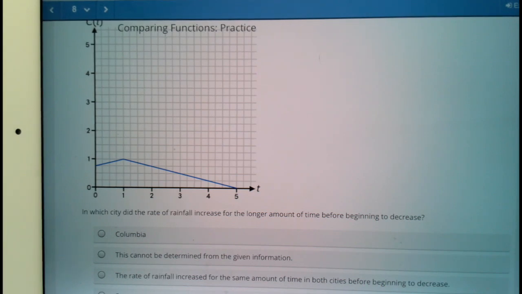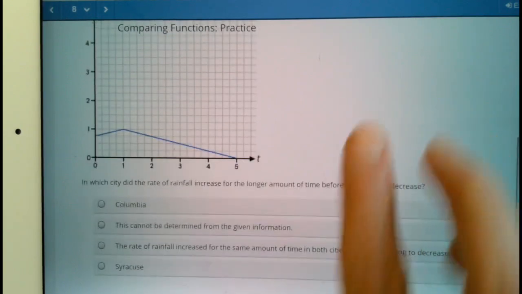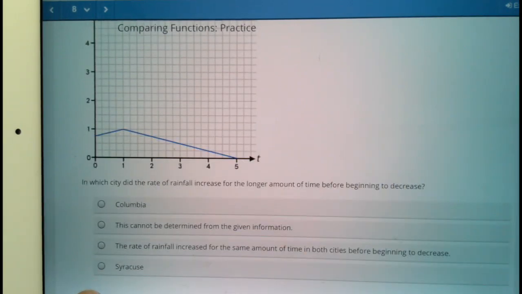And it says, in which city did the rate of rainfall increase for the longer amount of time before beginning to decrease? And the answer is Syracuse. We had 0.5 for 1 hour compared to 0.25 for 2 hours. 0.5 of an inch for 1 hour compared to 1/4 of an inch for 1 hour.